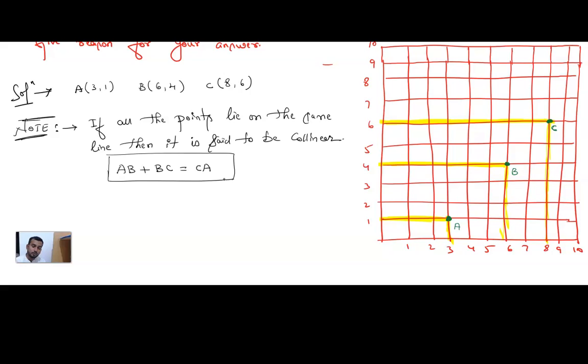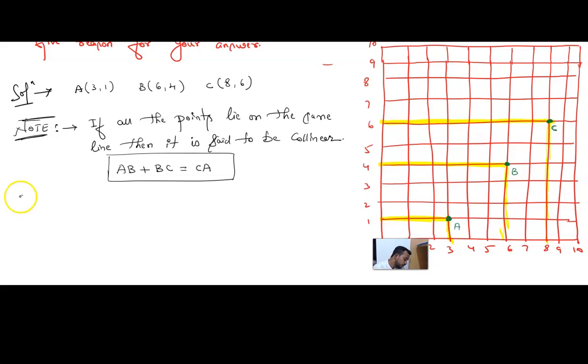If you have to prove the given problem as collinear, then you have to prove here that the sum of the first 2 sides should be equal to the third side. That is AB plus BC should be equal to CA. Got it, children? Now first let me take the LHS part. Okay, before that, we do one thing. So first let me find the values of AB, BC and CA.